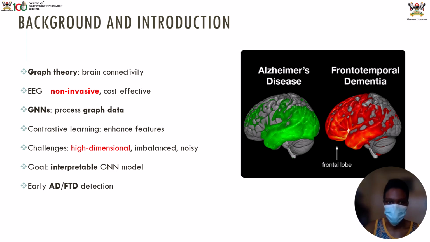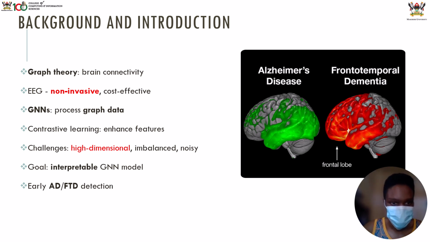Then challenges, we have high dimensionality. This means there are many features, many attributes in the data, so it becomes a bit difficult to analyze exactly what you're looking for. Then the data sets are imbalanced, as we shall see. There's class imbalance, then the data is noisy. And then our goal is to come up with an interpretable graph neural network model, one that can be understood by any person in the clinical sector.